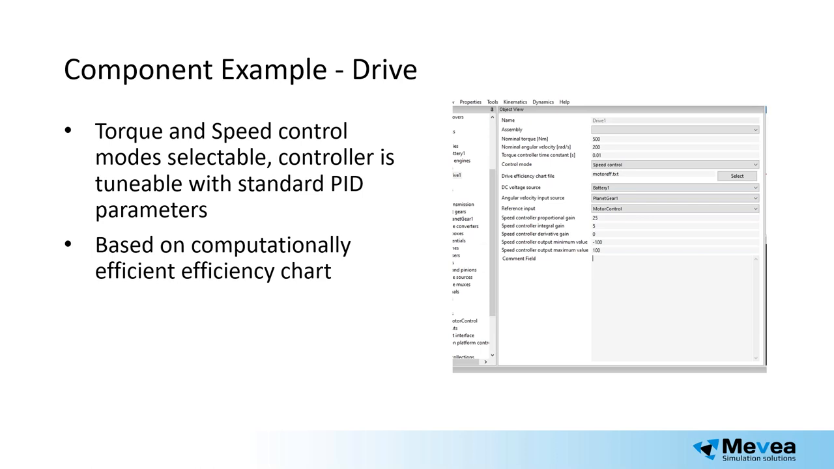This is just one of the components highlighted as an example, that being the electrical drive. So we have two modes of control here, akin to the real life electrical drives. We can select whether we want to run this as a torque controlled machine or speed controlled machine. And the speed control is tunable with standard PID parameters with output limits. The model itself is efficient to calculate. It's based on a modifiable efficiency chart. So basically, if you have existing measurement data of an electrical drive, you can input that into the Mevea software as a standard electrical drive and start your analysis that way.